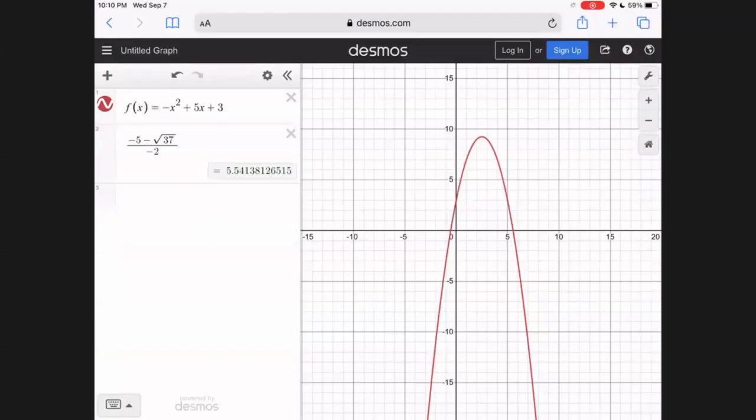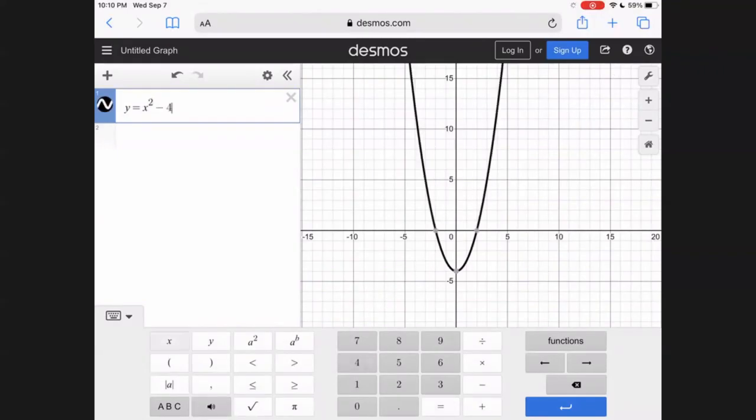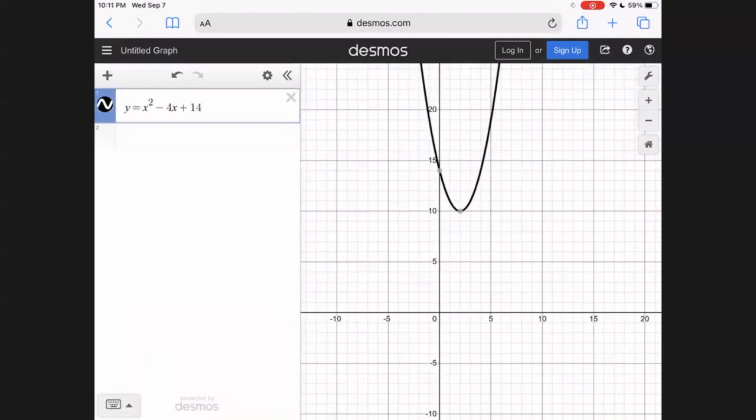Right? So if I graph the original one, I'm going to do y equals x squared minus 4x plus 14. So it looks like it's a quadratic, right? Where's the vertex? It's right there at 2, 10. So now I'm just going to rewrite, okay?